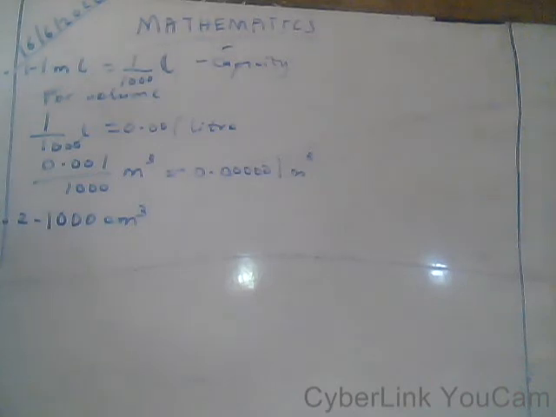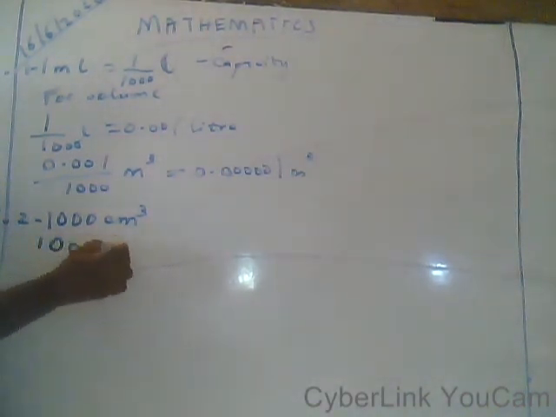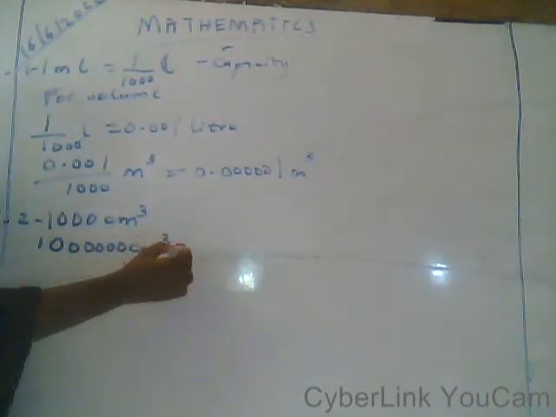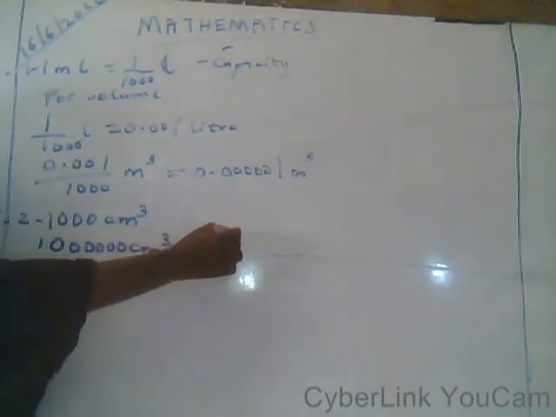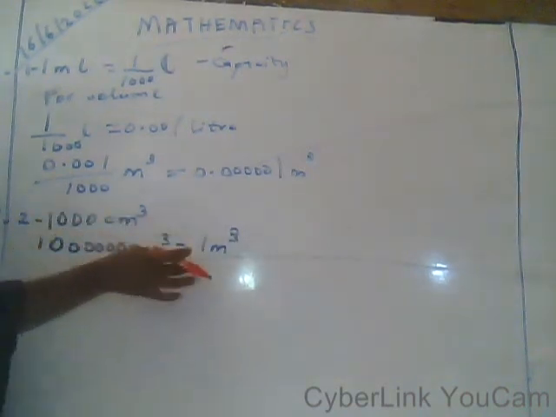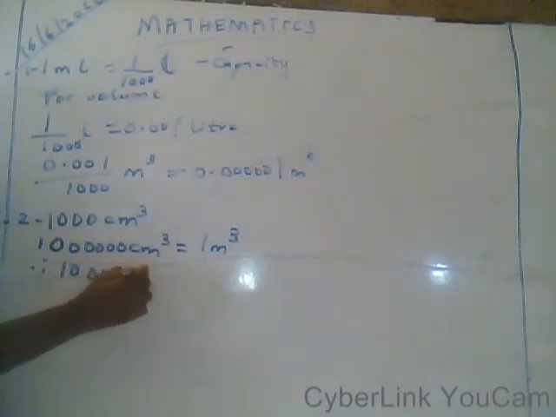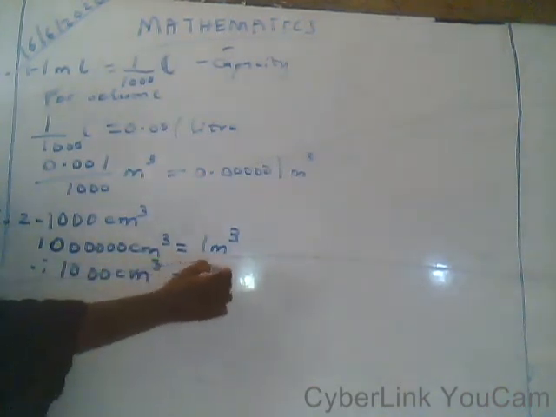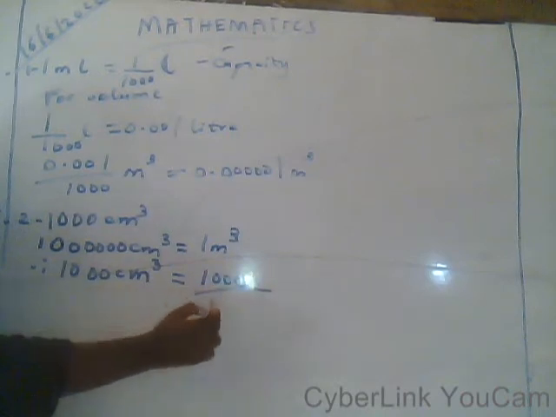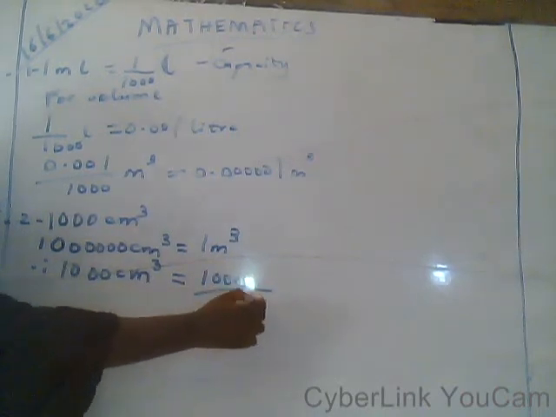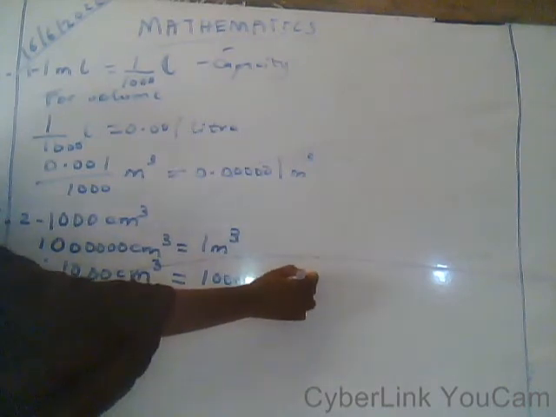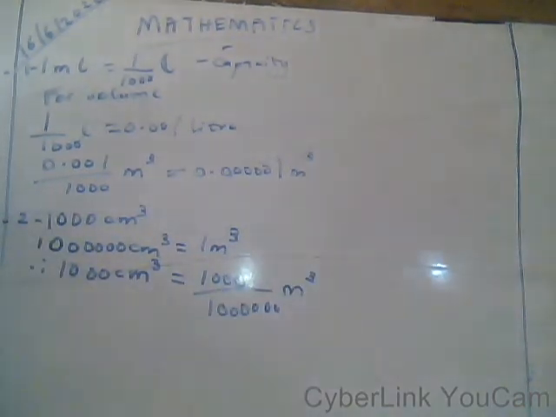The one I wrote just now, I told you that 100,000 centimeter cube is equal to 1 meter cube. Now, how do we get 1000 centimeter cube? Therefore, 1000 centimeter cube will now be 1000 over 100,000 meter cube. And what do we get as our final answer?